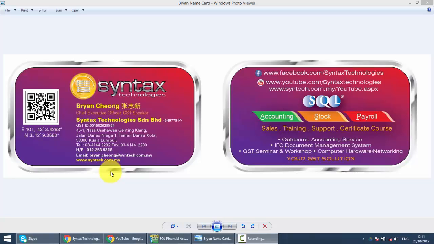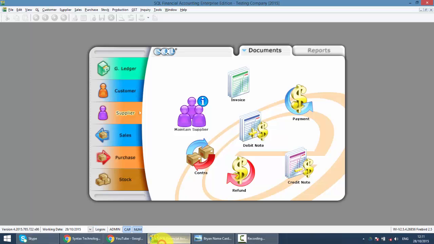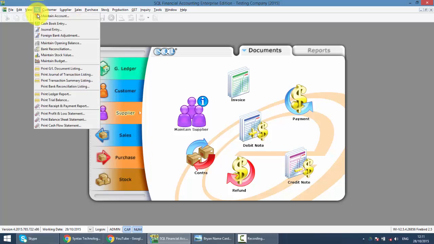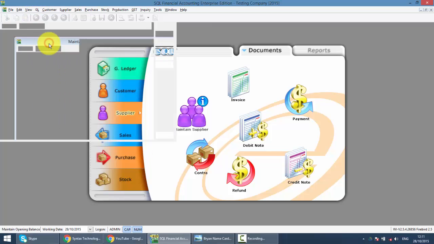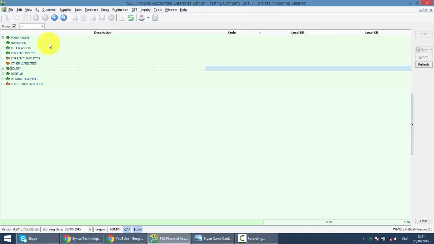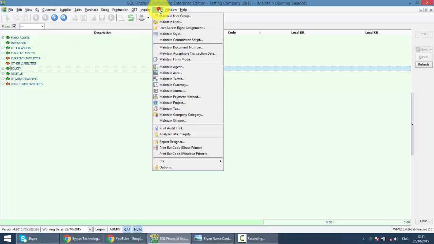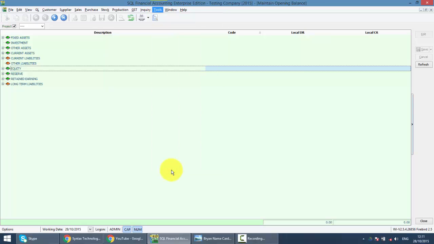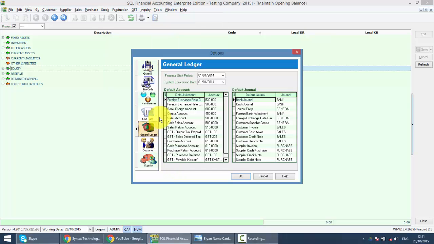We'll continue with our SQL accounting system training, and in today's lesson, we'll talk about opening balance. Under SQL, let's go to GL, maintain opening balance. Do remember that for opening, it's according to the system conversion date that you set under tools option, general ledger. It is according to this system conversion date.